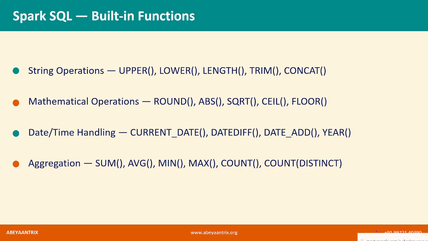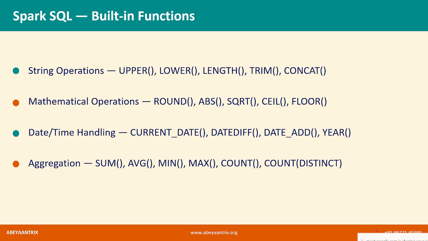You also have these categories of functions that you can perform on the data frame. One is string operations. As I told you, you can do uppercase, lowercase, length, trim, concat. Trim is for trimming the white spaces. Concat is for joining two strings. Then you can perform mathematical operations: floor, ceil, round, absolute, square root. What is the difference between floor and ceil? Floor will round off to the nearest smaller value. Ceil will round off to the nearest larger value.